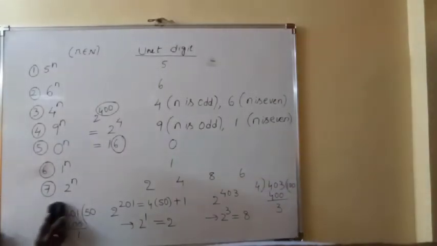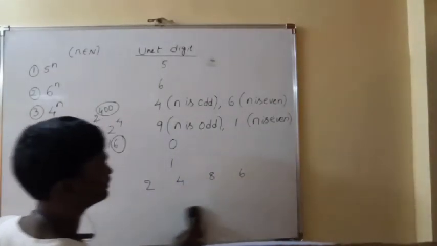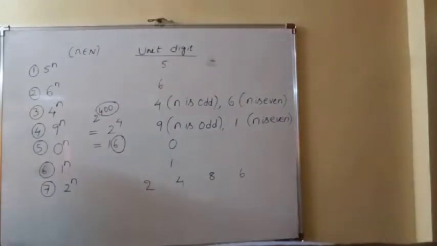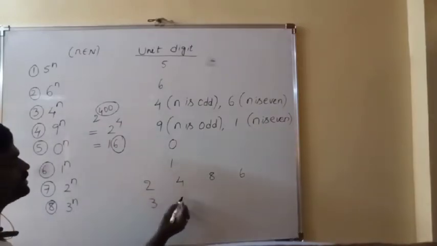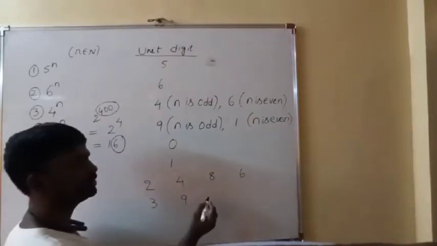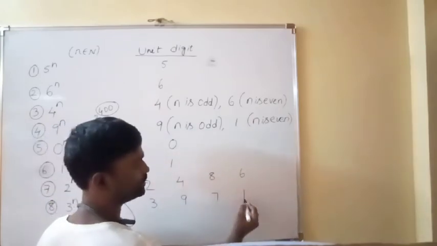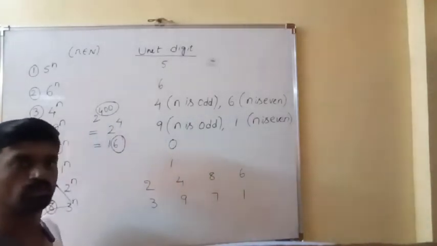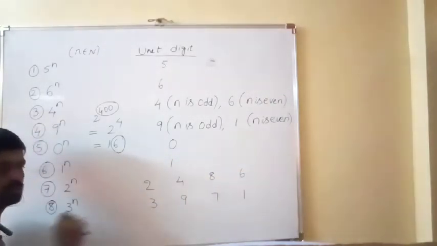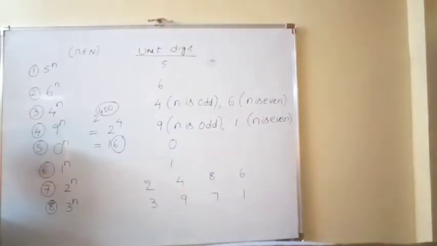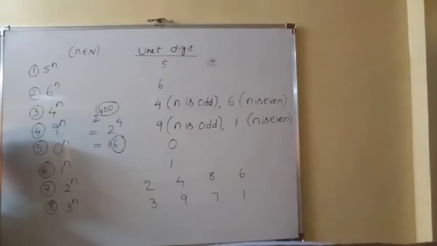Okay, next, 3 power n. What is 3 power 1? 3. 3 square is 9. 3 cube is 27, unit digit is 7. 3 power 4 is 81, unit digit is 1. 3 power 5 is 243, again the unit digit is 3.